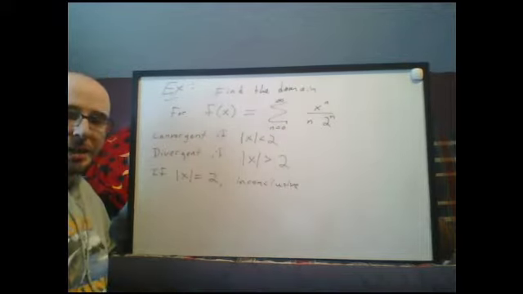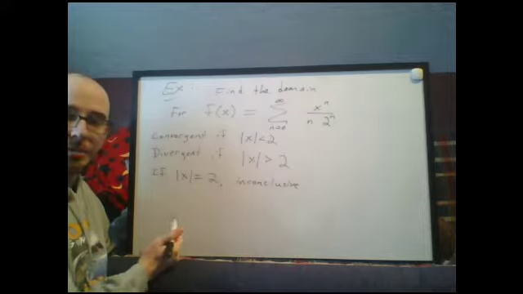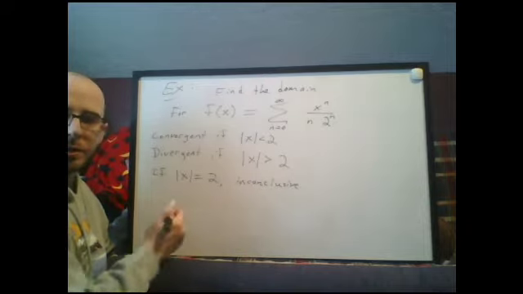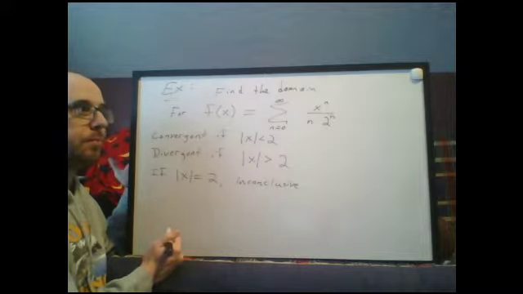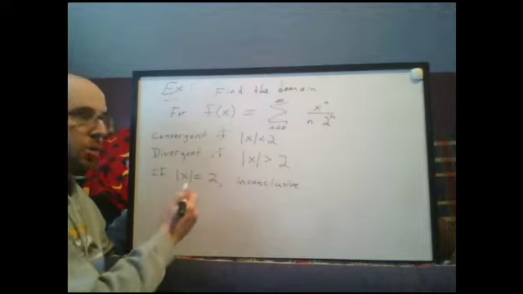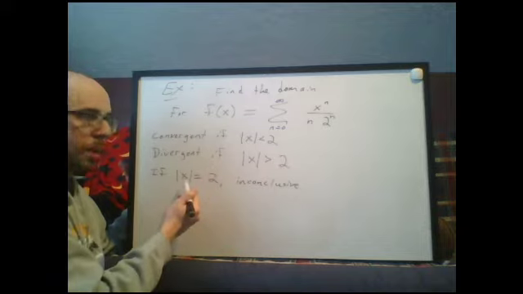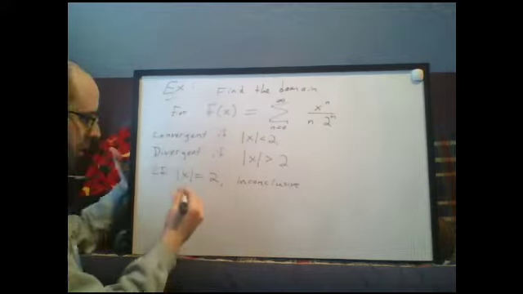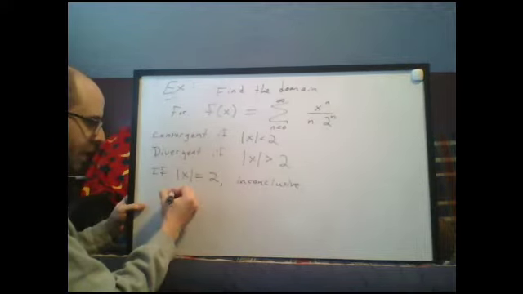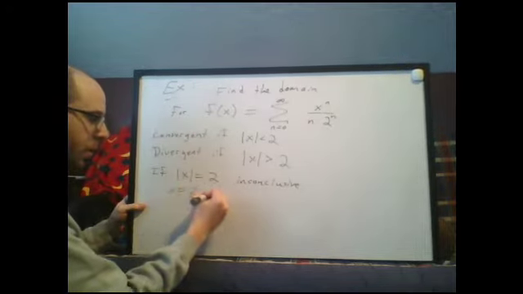So I can't use the ratio test for those values of x. So instead, let's separately check what happens to my series when I plug in x equals 2 or x equals negative 2. So if absolute value of x equals 2, that means x equals plus or minus 2.